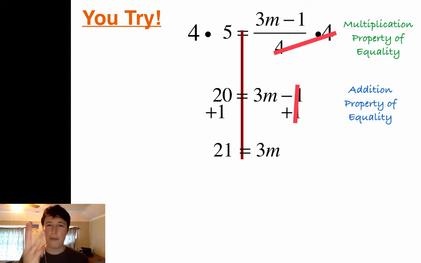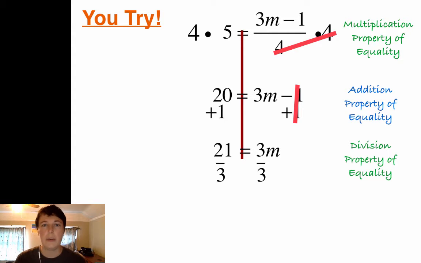But we're not done. We have 3m and we just want m. So we got to divide the 3 away. That's that division property of equality. We're going to divide by 3 on the left and the right. And by doing so, it gets rid of the 3's, so the m is by itself, and 21 divided by 3 is 7. So your answer is 7.